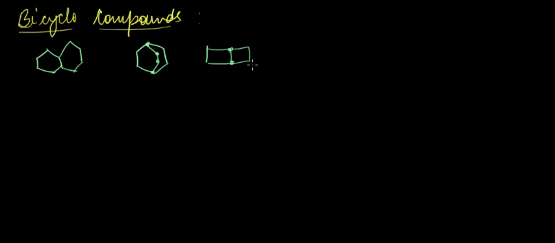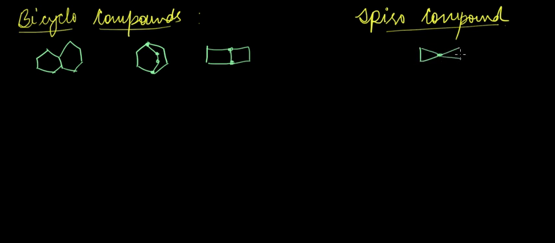Okay, but the catch here is, if in the ring only one carbon atom is common between the two rings, then it's called a spiro compound, and if exactly two carbon atoms are common between the two rings, then only it's called a bicyclo compound. On the other hand, we can have a spiro compound as well, in which we can have something like this structure, in which only one carbon atom is actually common in between the two rings.